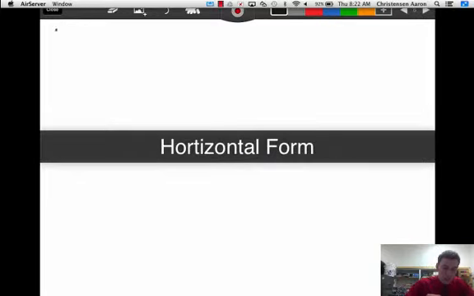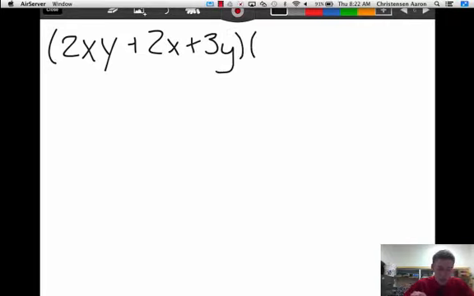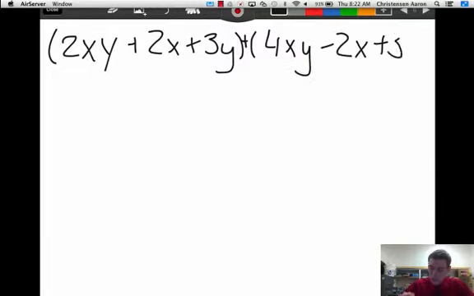Now I'll show you an example using the horizontal form. If we had two polynomials added together, so they are 2xy plus 2x plus 3y plus 4xy minus 2x plus 5y. Again, we look for our like terms. So we have xy and xy, x and x, y and y. So those are the ones we're going to put next to each other.